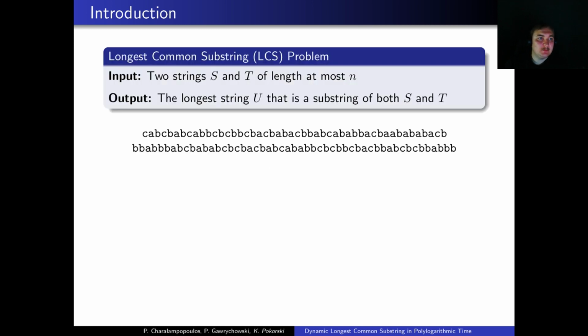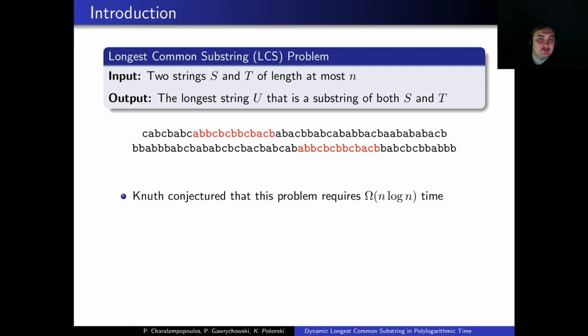The longest common substring problem, LCS, is as follows. We are given two strings, S and T, each of length at most n, and the goal is to find the longest string that is a substring of both S and T. So in this example we want to find the red string.